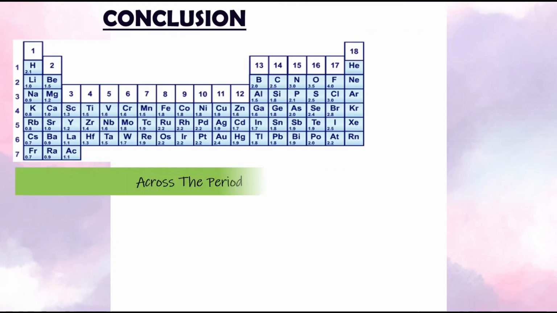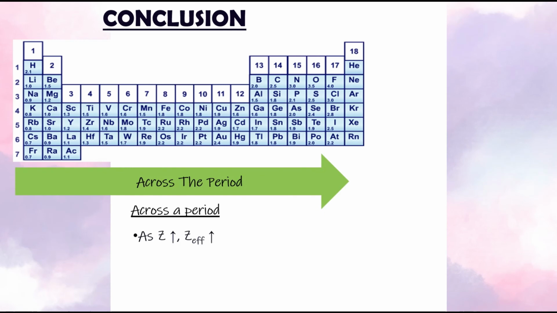In conclusion, across the period, as the proton number increases, the effective nuclear charge also increases. The atomic size or atomic radius decreases, ionization energy increases, and the electronegativity increases.